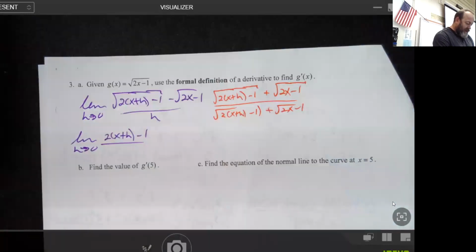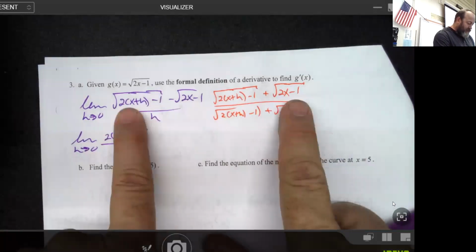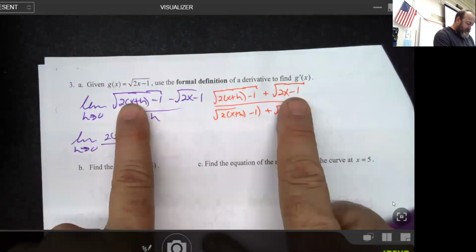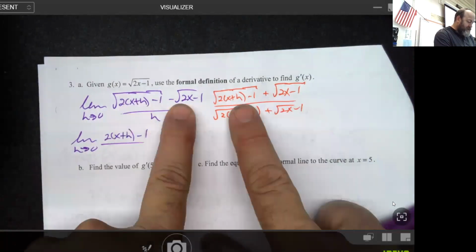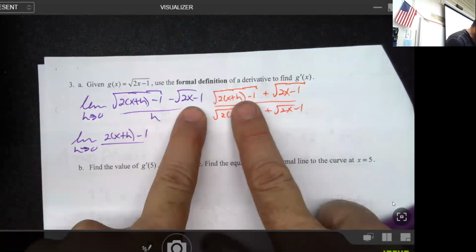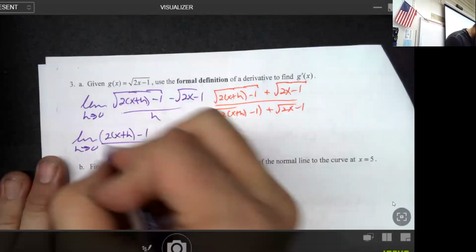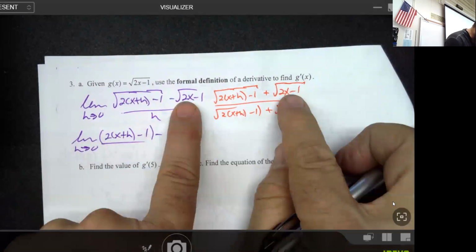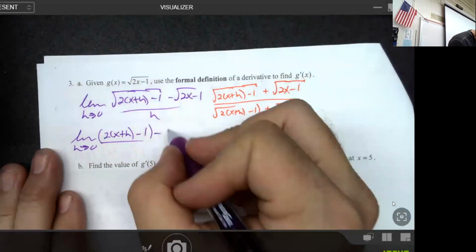The outer and the inner, I've got basically root a times root b and minus root b times root a. Those two pieces are going to cancel out. But then the last piece is going to be 2x minus 1 times root 2x minus 1 is just going to be 2x minus 1.